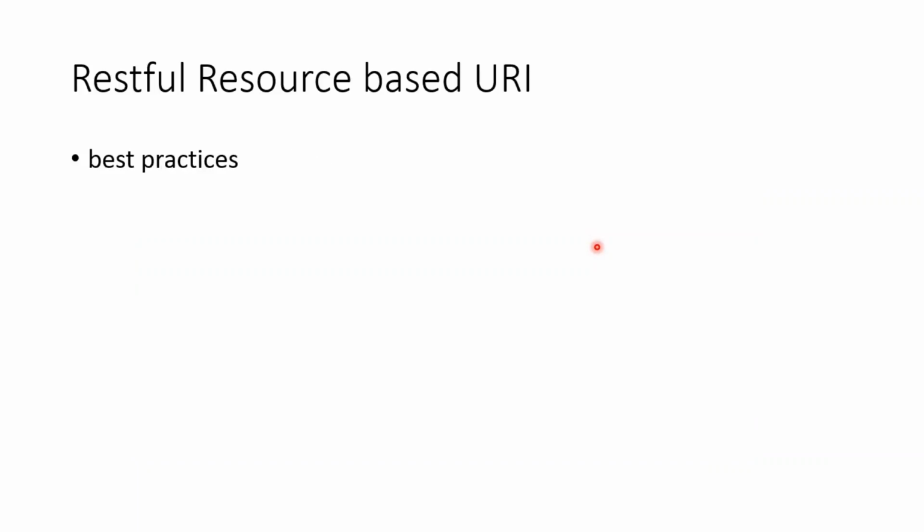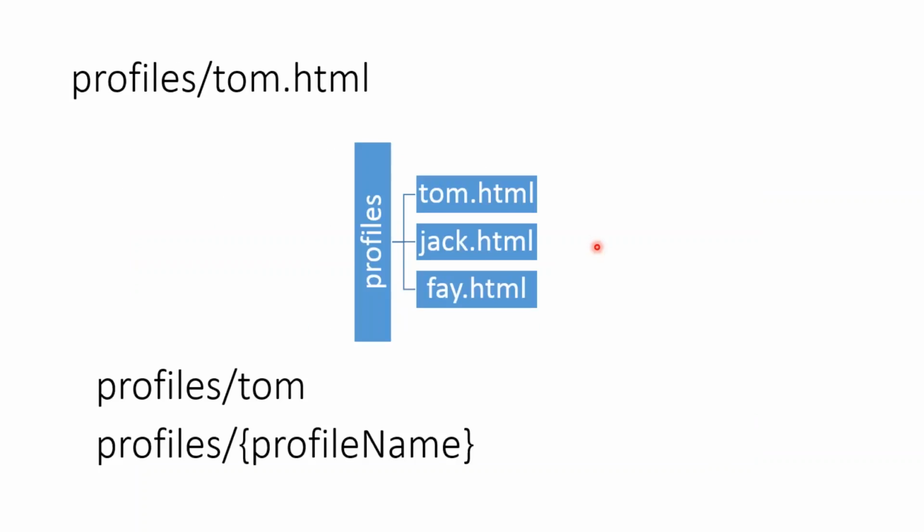Now, if you have to do this with web services, profiles is your resource name and the parameter is Tom. Profile is the resource name and the parameter is Tom. It is the same idea, but the syntax is different. So the way we design the URI in a web application is different from the way we design the URI in web services.